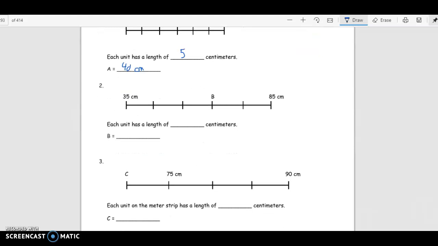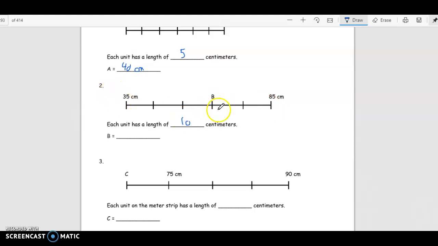Number 2, we're getting from 35 to 85. So if we tried ones, we'd do 35, 36, 37, 38, 39, 40. That's not it. If we tried fives, it would go 35, 40, 45, 50, 55, 60, and that's not it. So then we could go to tens. 35, 45, 55, 65, 75, and 85. So that time we counted by 10 centimeters.